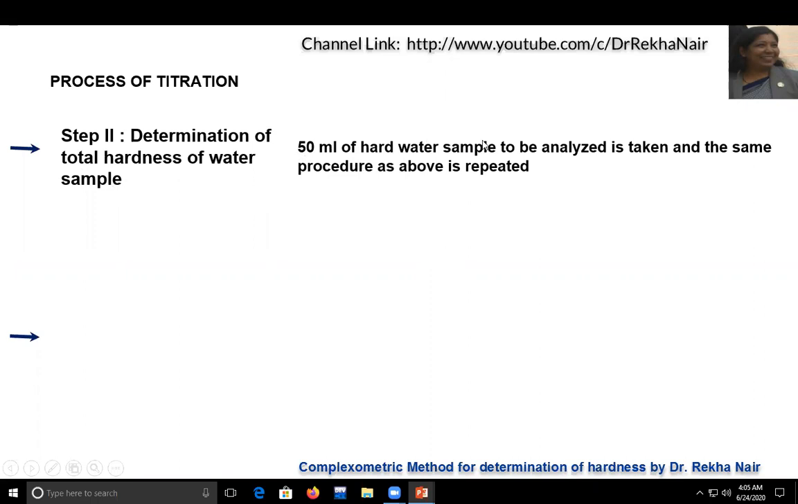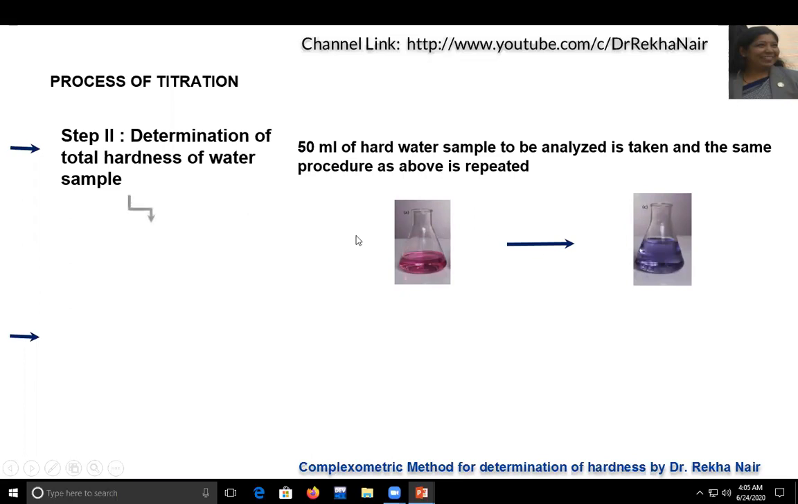50 ml of hard water sample is taken, and the same process is repeated. That is, we add 8 to 10 ml of buffer solution, 3 to 4 drops of EBT, and titrate against EDTA, and we get a color change of wine red to blue. Suppose the reading at the end point is V2 ml.